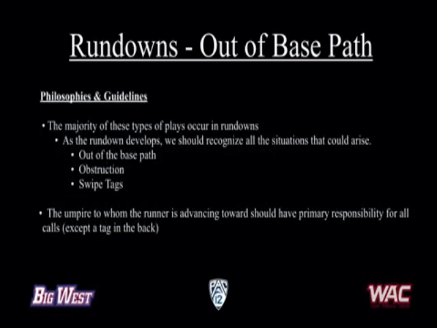From our philosophies and guidelines document, as the rundown develops, the covering umpires must be aware that there are 3 things that are very possible outside the normal everyday tag and out. That is a runner running out of the base path potentially, obstruction by a defensive player, and of course those difficult swipe tags right in the middle of the rundown. It is our philosophy that the umpire to whom the runner is advancing toward would have first responsibility, primary responsibility for any of these violations.